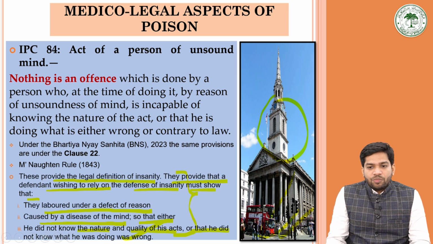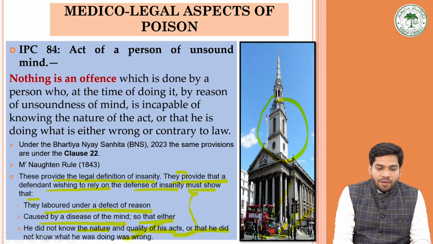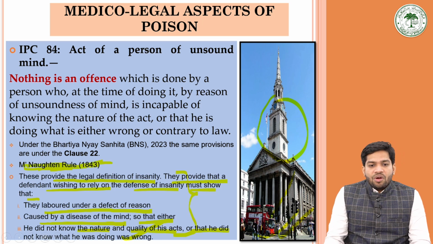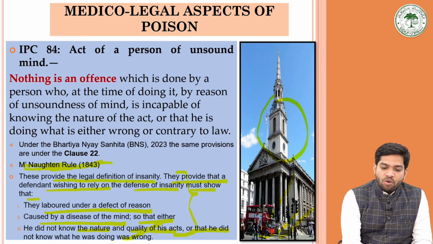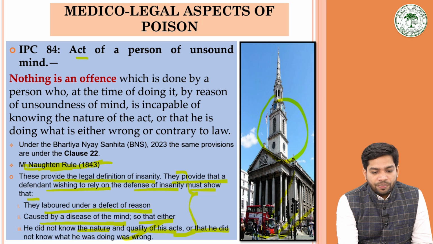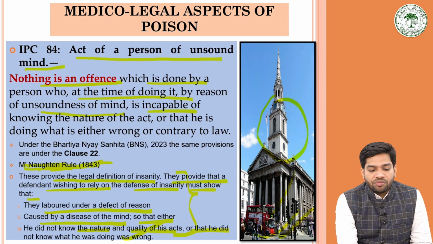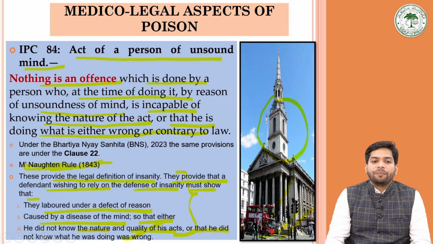And this was the finding of the Supreme Court, and this came to be known as the McNaughton's rule, 1843. Before this, there were no rules like this related to insane persons. From this McNaughton's rule, Section 84 of the Indian IPC has developed. Act of a person of unsound mind: nothing is an offense which is done by a person who, at the time of doing it, by reason of unsoundness of mind is incapable of knowing the nature of the act, or that he is doing what is either wrong or contrary to the law.